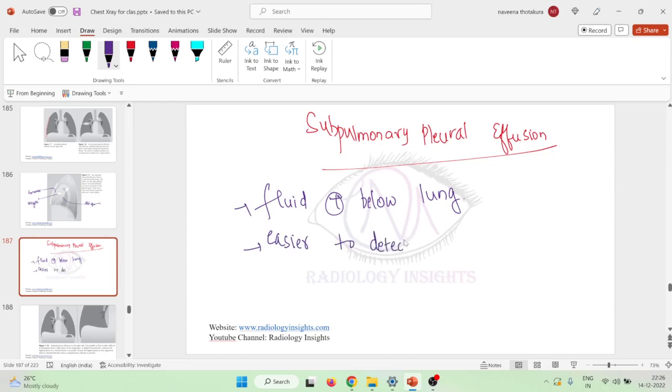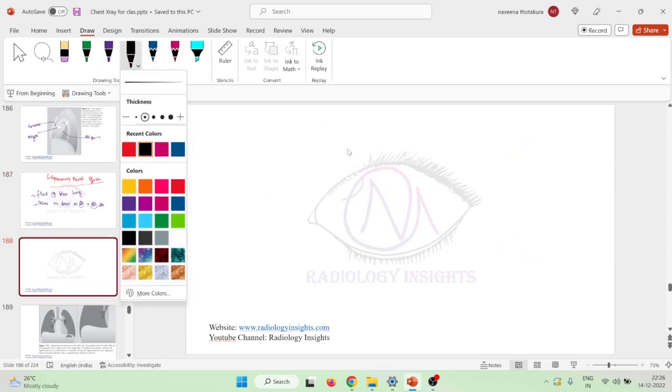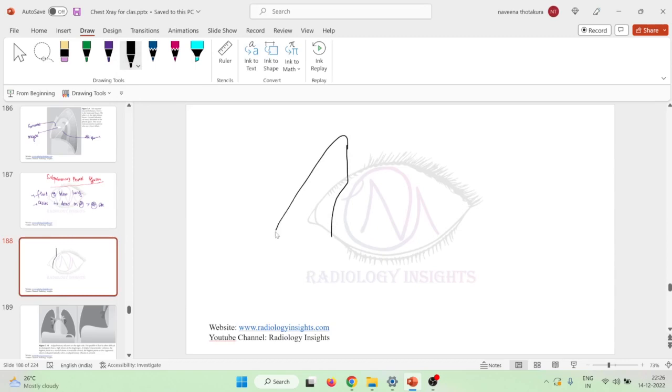Why? Because it is more commonly easier to detect on the left side than the right side. Why? I will tell you. See, this is the right lung. This is the left lung with the cardiac border. Okay, this is the left lung. Okay, this is the dome of the diaphragm, like this and like this.